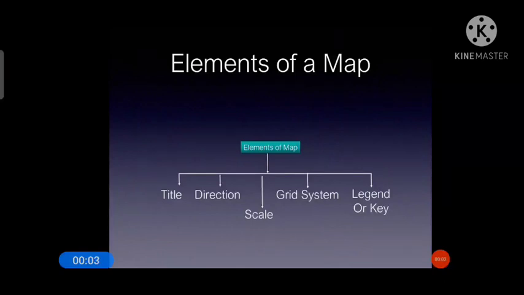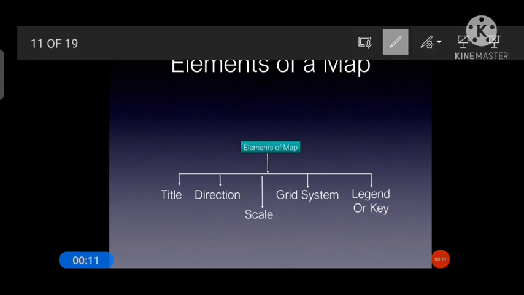Now we'll discuss the elements of a map. There are basically 5 elements of a map. They are title, direction, scale, grid system, and legend or key. So in any map these things should be mentioned: title, direction, scale, grid system, and legend or key should be there. I'll show you where all of these are located in a map.